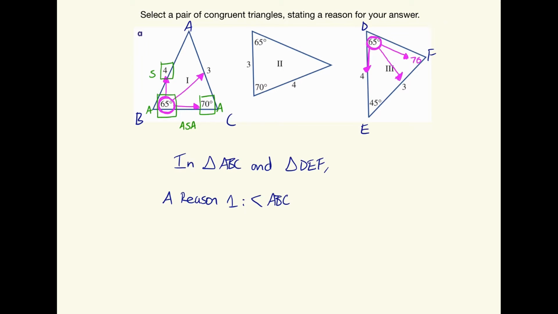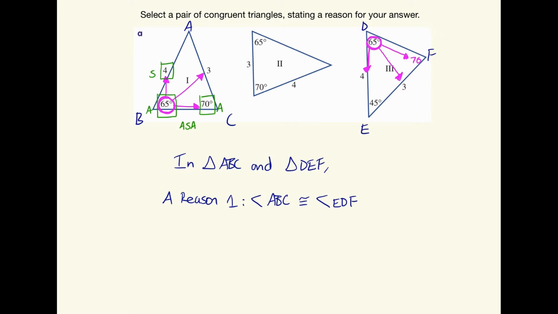So angle ABC is congruent with angle. Now, what position is 65 degrees in on our other triangle, on our other congruent triangle? So over here, there's our 65 degrees, and the position that it's in is EDF or FDE, either way. I'll use EDF. So it's congruent with angle EDF. That's our first reason.